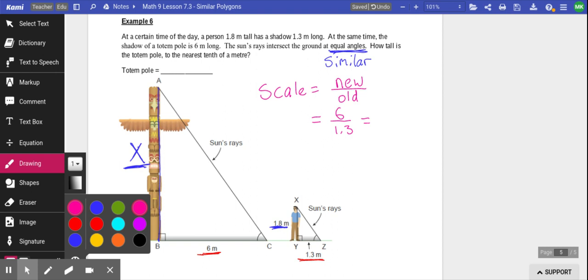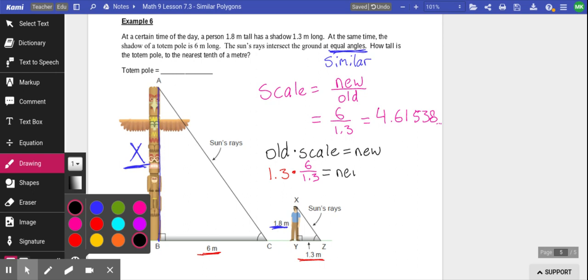That means my scale is 4.61538, and then... That is my scale. By calculating my scale, I can then apply it using my formula of old times scale equals new. My old length was 1.3. Times that by my scale of 6 divided by 1.3. And it should equal your new height.